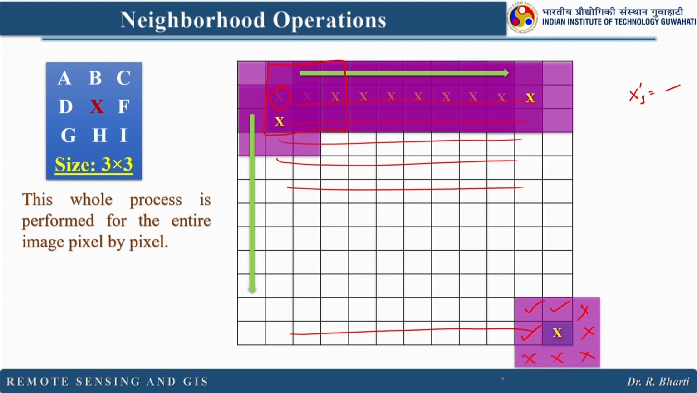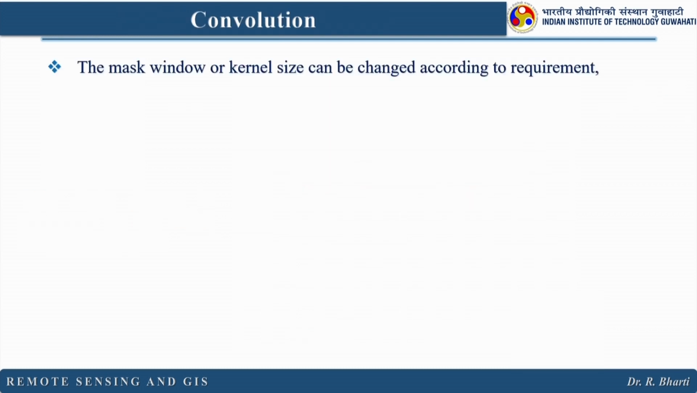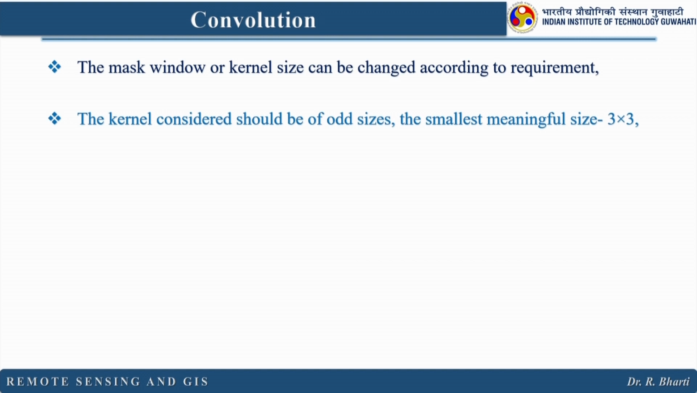So what will happen to these pixels, right? All the corner pixels or the boundary pixels, that we will see. The mask window or kernel size can be changed according to requirement. So here what is your requirement, whether you want more smoothing or less smoothing, that tells you whether you are supposed to use 3 by 3, 5 by 5 or 7 by 7.